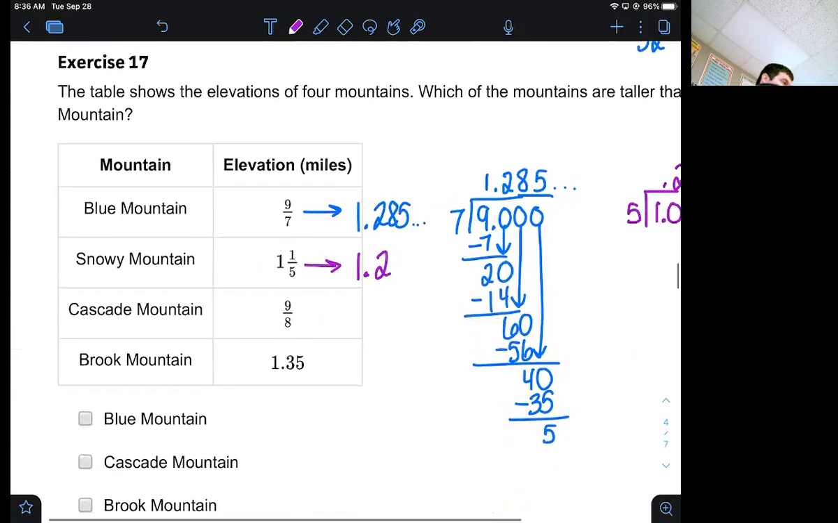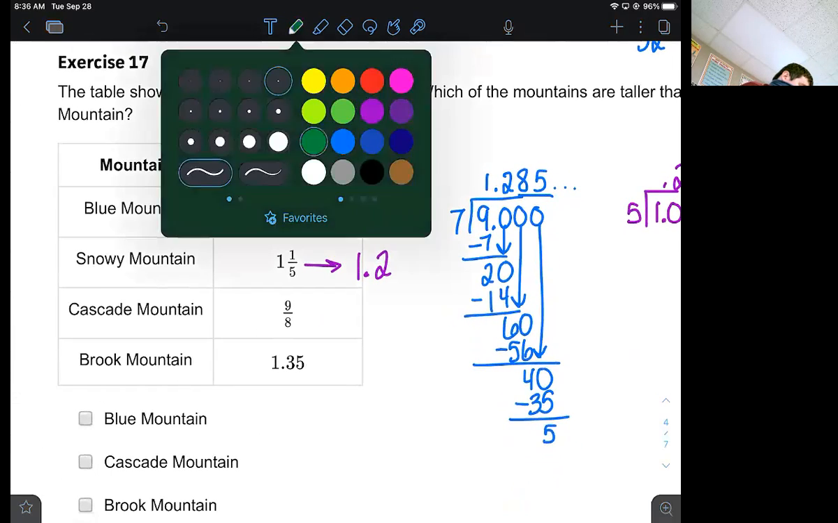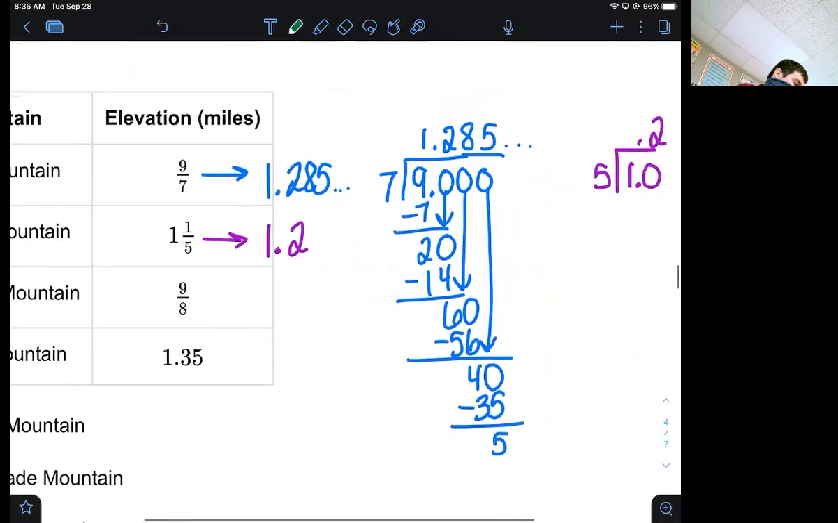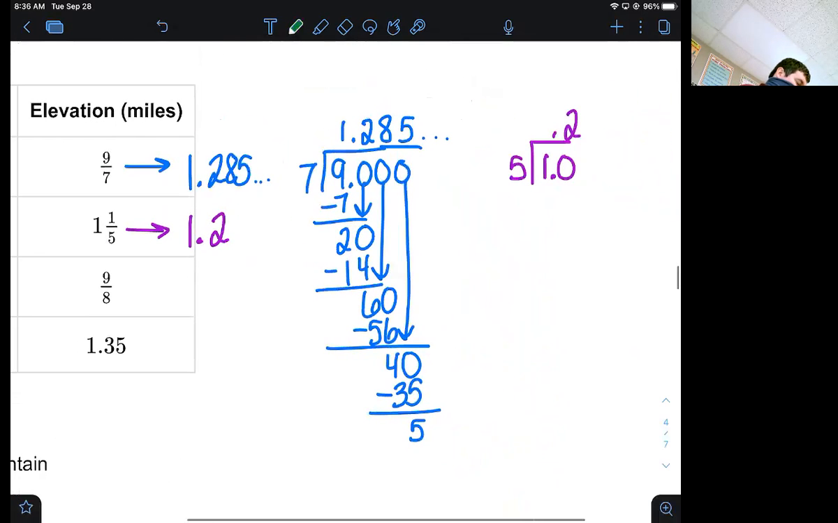Let's go to Cascade Mountain. Cascade Mountain is 9/8. So it's another improper fraction. So when I do long division and put the top number inside, top divided by bottom, 8 actually goes into 9 this time because it's improper. How many times does 8 go into 9? Once.